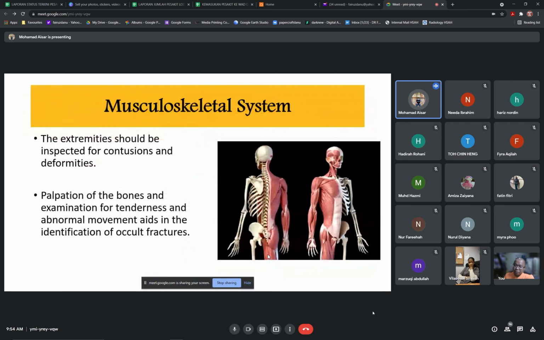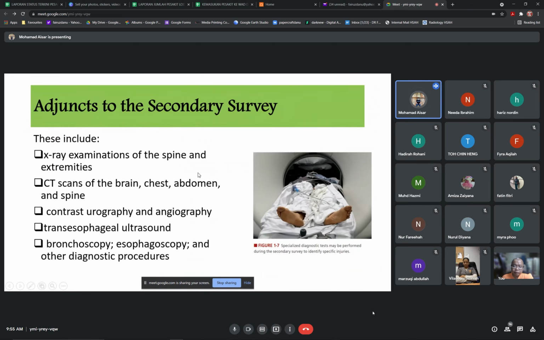Next, for musculoskeletal system, we examine every bone. Any pain, any swelling, any abnormal movement that can help us to identify the location of the fractures. So adjuncts to the secondary survey include X-ray of the spine and extremities, CT scan of the brain, chest, abdomen and spine, and also diagnostic procedures like bronchoscopy, esophagoscopy and others.